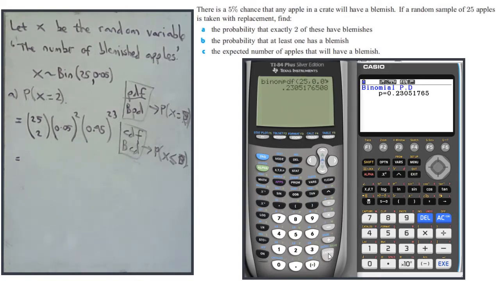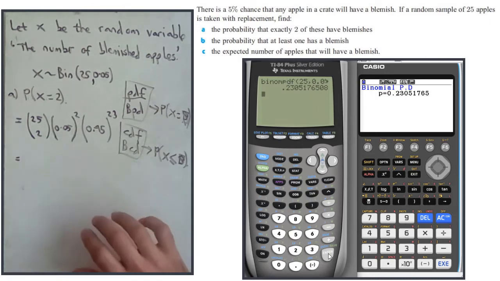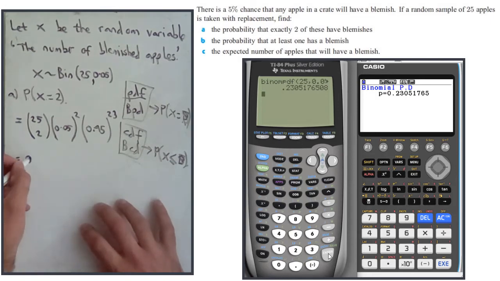and both of them give us an answer of 0.231. You should give it to 3 significant figures unless instructed to do otherwise. 0.231 to 3SF.